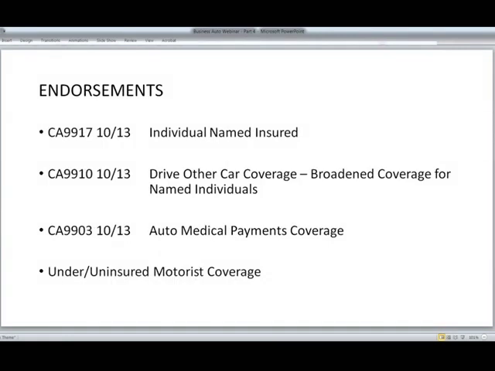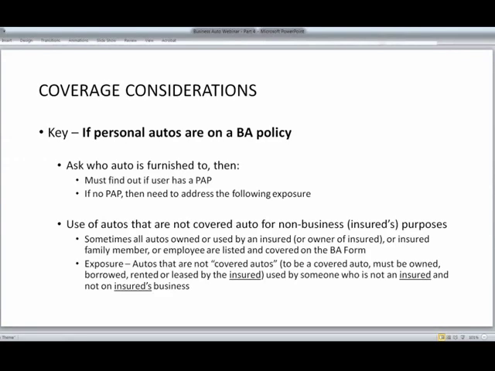In these last few minutes, I want to talk about four endorsements: individual named insured, driver of the car coverage, and then auto med pay and UM. The key part of individual named insured and driver of the car coverage is their vehicles on the policies that are furnished to the insured's employees, private passenger vehicles, and they do not have a private passenger vehicle policy. If your insureds, the users of the vehicles, have a private passenger vehicle policy, then this coverage that we're talking about is in the private passenger vehicle policy, not in this.